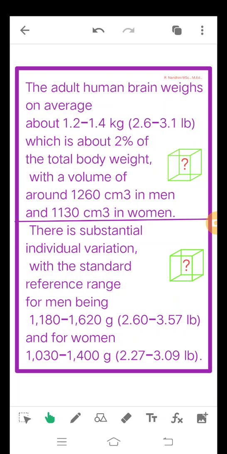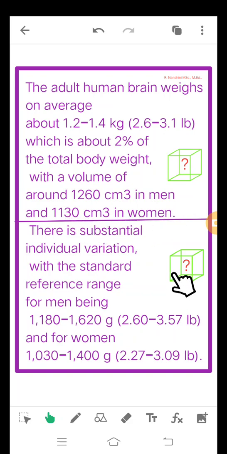Do you know the weight of the human brain? The adult human brain weighs on average about 1.2 to 1.4 kilograms, that is 2.6 to 3.1 lb, which is about 2% of total body weight, with a volume around 1260 cm³ in men and 1130 cm³ in women.